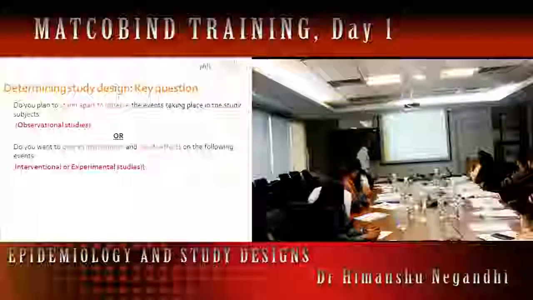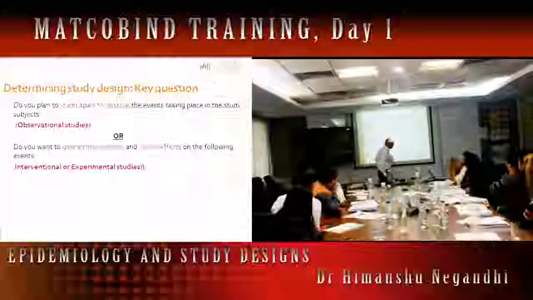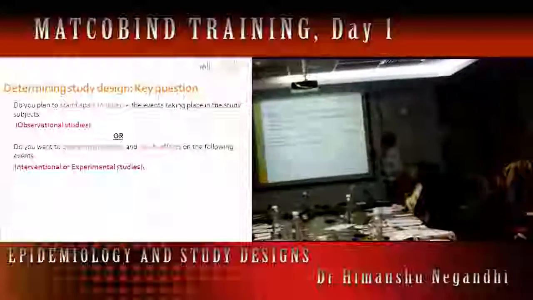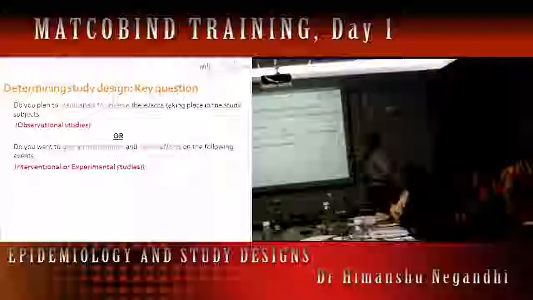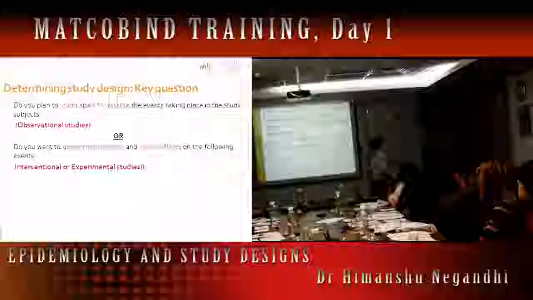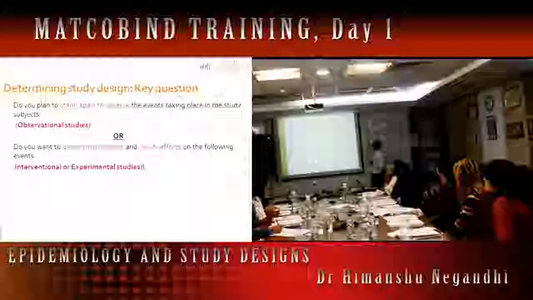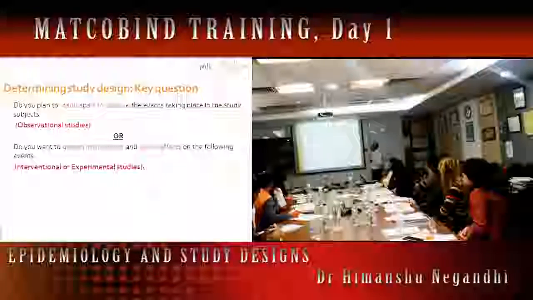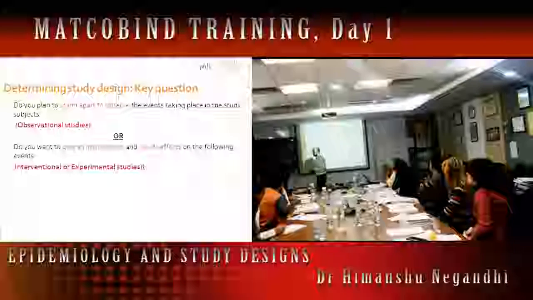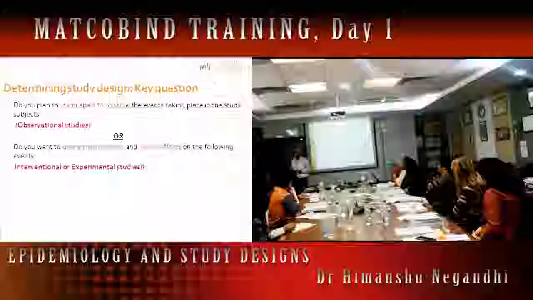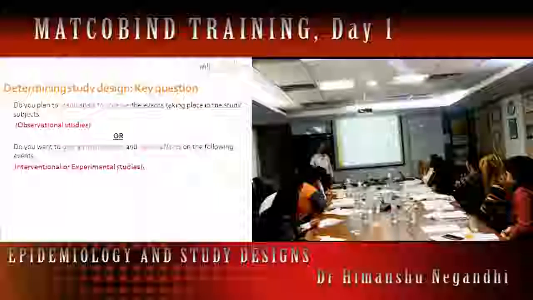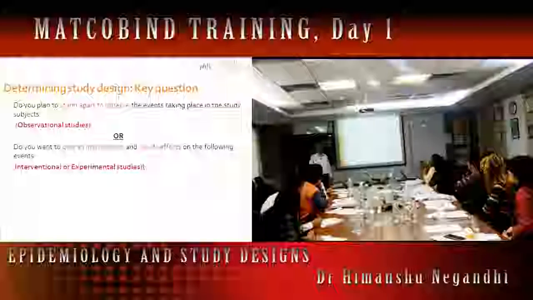So the key question we are referring to is whether you want to do an observational study or whether you want to intervene and do an experimental study. These are the two big families of designs, where in one you stand apart and just observe, and in the other you give the intervention and see the effect. So there's a difference between the two. In one, you observe, and in the other one, you intervene and then observe. Now, which one of the two do you think is stronger? Which do you think? Why?